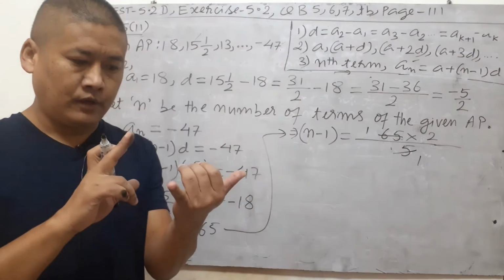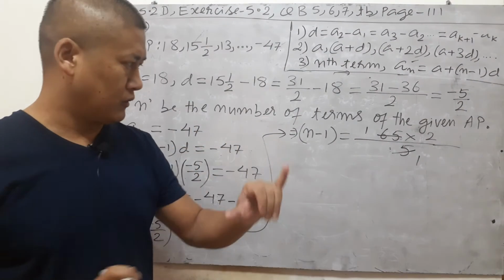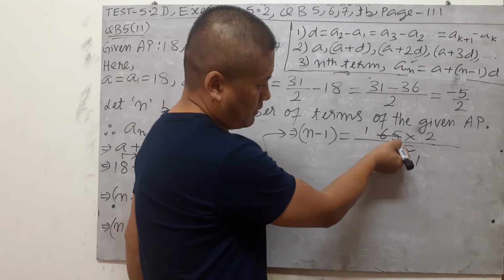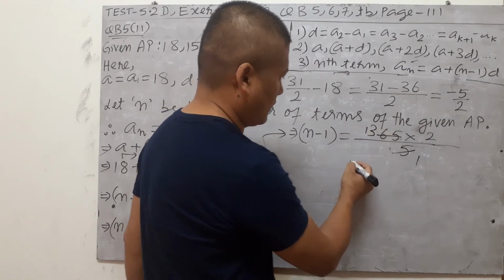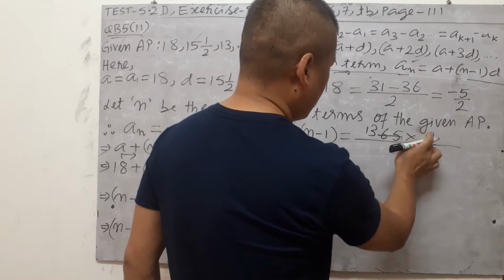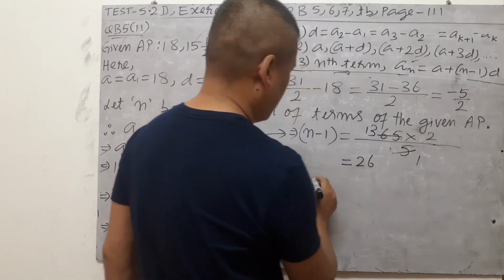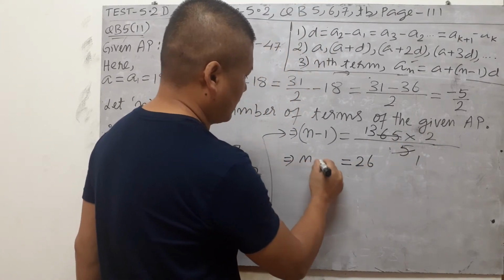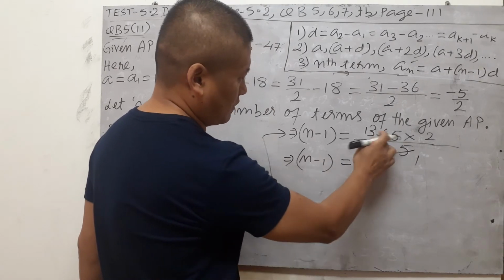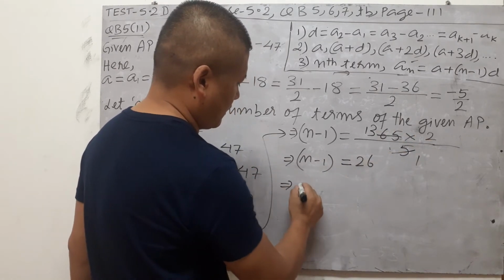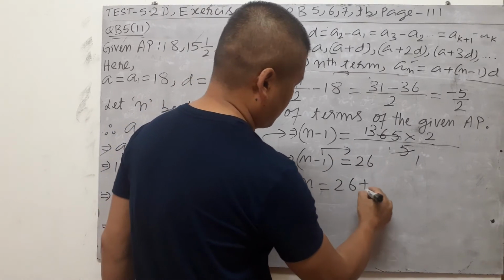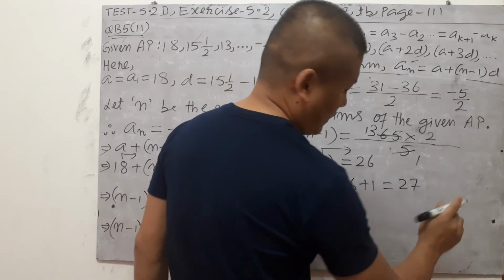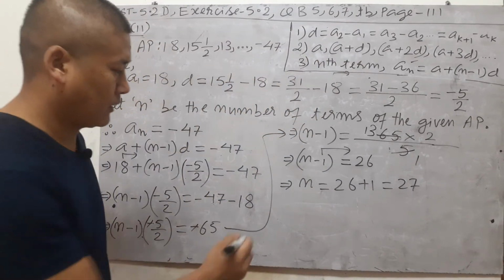6 is there, so 5, 6, 1 remainder. That 1 will go to the left side of the next digit, 5, so it will become 15. So 5 3s are 15. That leaves you with 13 into 2 is 26. So n minus 1, so far, is equal to 13 into 2, 26. So n will be 26 here, and minus 1 shifted to the right side becomes plus 1. So the total number of terms is 27.